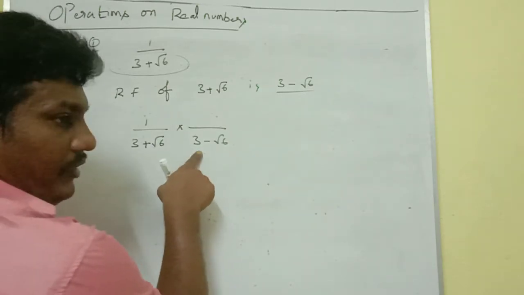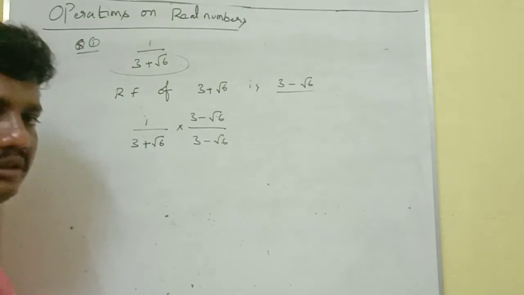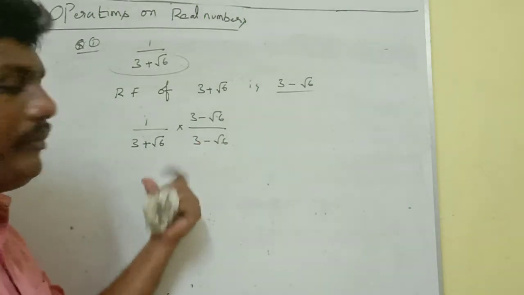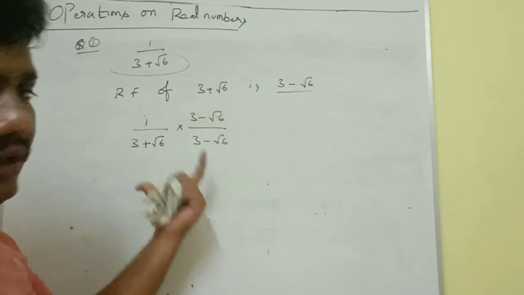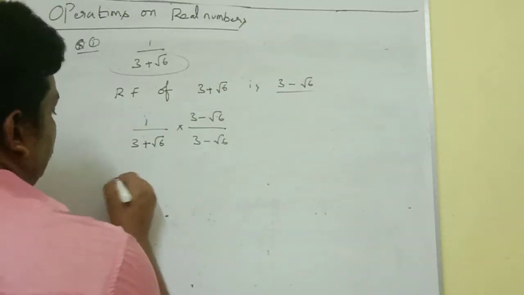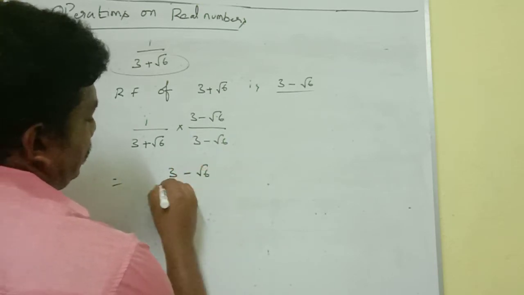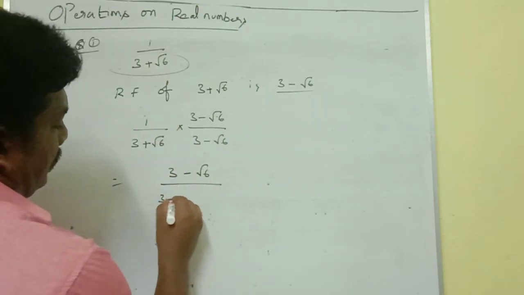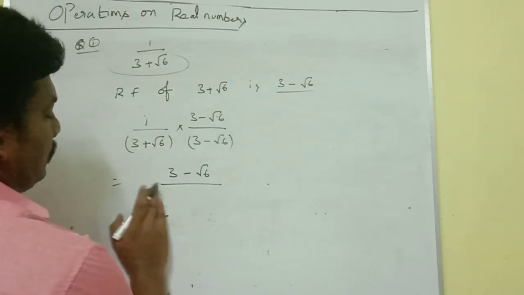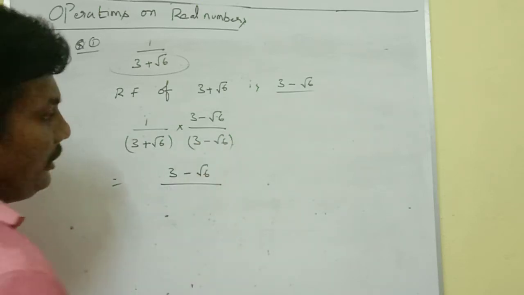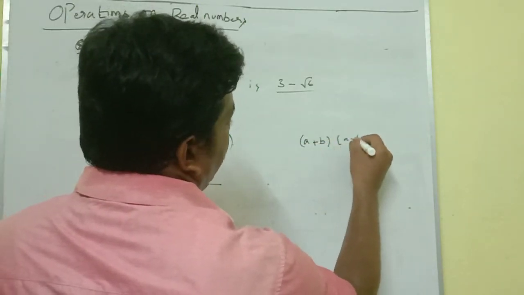The same rationalizing factor we are going to multiply on the numerator also, 3 minus root 6, because in mathematics we should not change the value of the solution. So next, 1 into 3 minus root 6, this is 3 minus root 6. So this is 3 plus root 6 and 3 minus root 6. This formula is a plus b into a minus b formula.